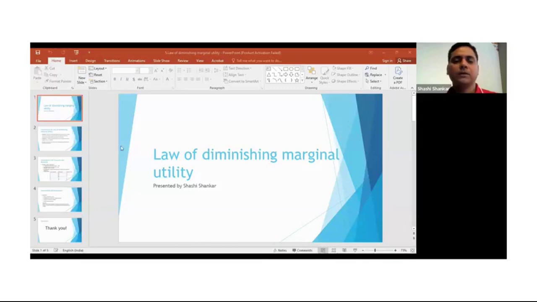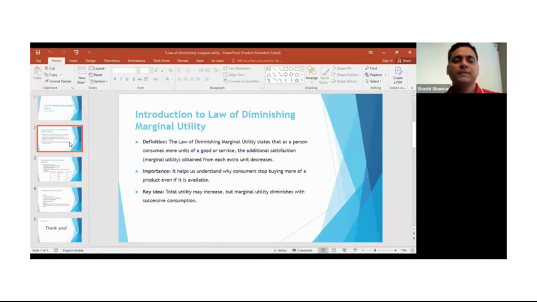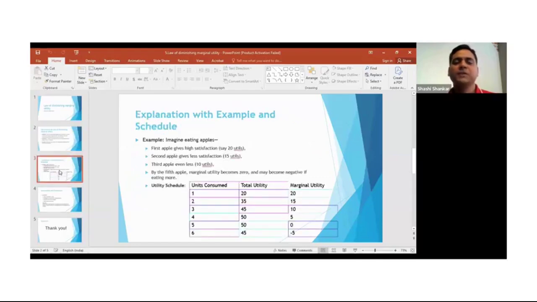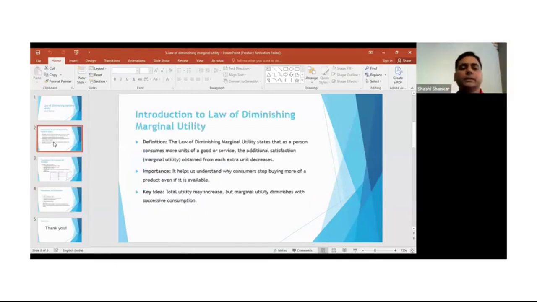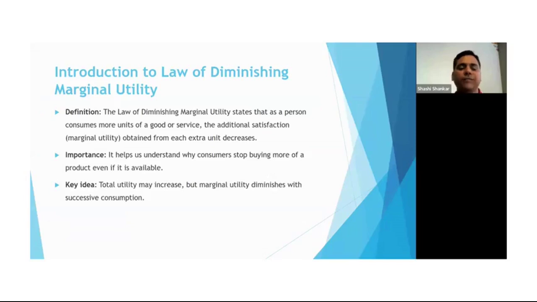In this topic, I'm going to cover three sections: introduction of the law of diminishing marginal utility, post that explanation with example and schedule, and I'll conclude with assumptions and conclusion. All right. So to begin with, introduction of the law of diminishing marginal utility, let's start with the definition. In economics, how is it defined?